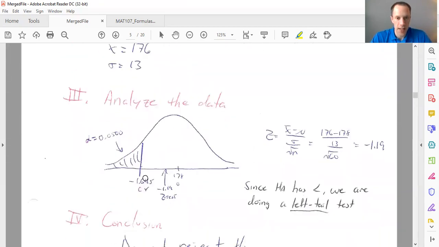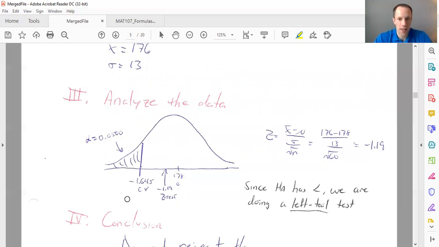Okay, so let's analyze the data. Again, our sample size is big enough that we can say that the sample mean has a normal distribution. Remember, a sample size of 30 or more allows us to say that. I'm going to assume that the null hypothesis is true, so I'm going to assume 178 is in the center of that bell curve. We always assume the null hypothesis is true.